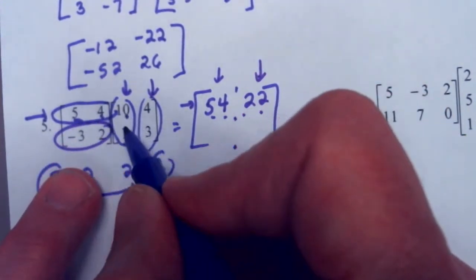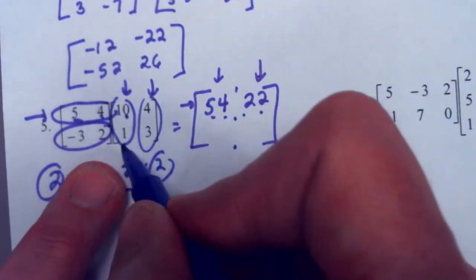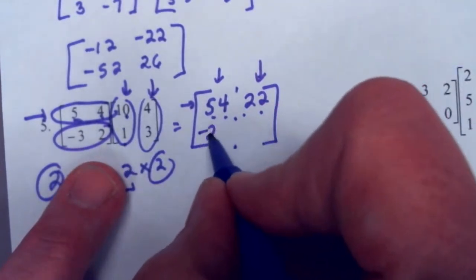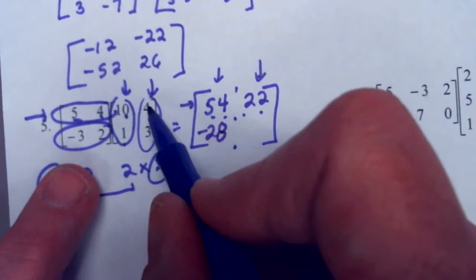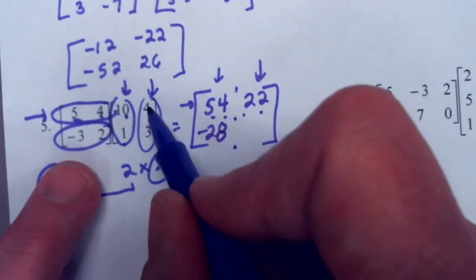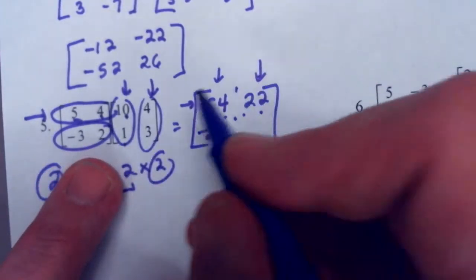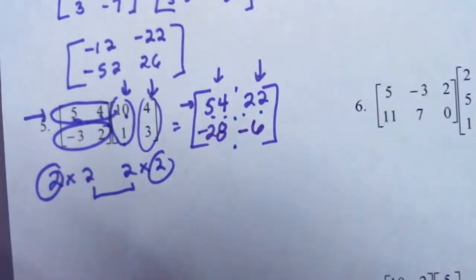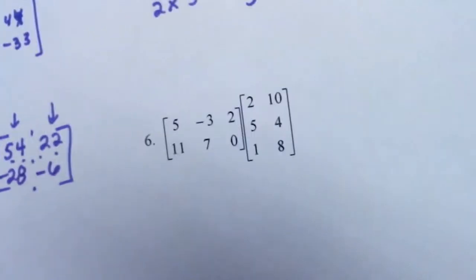All right, now to fill out the second row. Negative 3 times 10 is negative 30. 2 times 1 is 2. Negative 30 plus 2 is negative 28. And finishing it up, negative 3 times 4 is negative 12. 2 times 3 is 6. Negative 12 plus 6 is negative 6. All right, good deal.